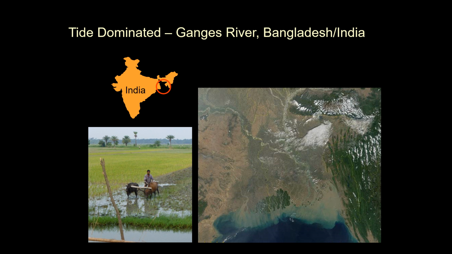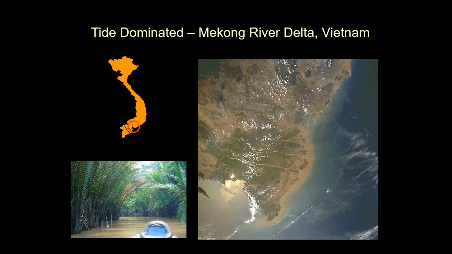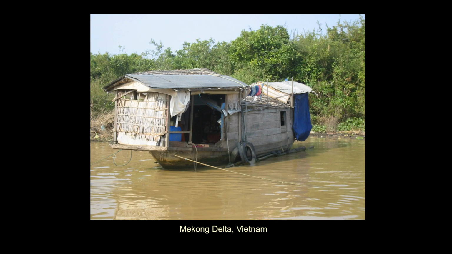So again, it's reworked by rising and falling tides that go up and down. And the look from the ground level, the Ganges River with rice being grown. And then finally, we have another tide-dominated delta, the Mekong River Delta in Vietnam. The Mekong River was made famous during the Vietnam War, lots of fighting along the Mekong in southern Vietnam, and here is a view of the Mekong River from the ground level.